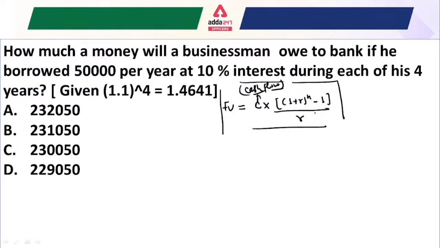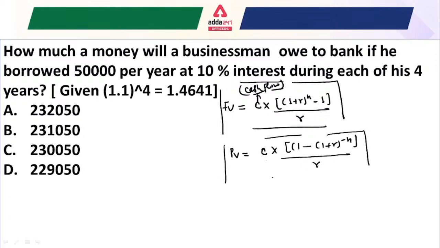After that, what is the formula for the present value of the ordinary annuity? It is just the opposite of the future value: the cash flow per period, multiplied by 1 minus (1 plus r) to the power minus n, divided by r. So this is the formula for the present value of the ordinary annuity.